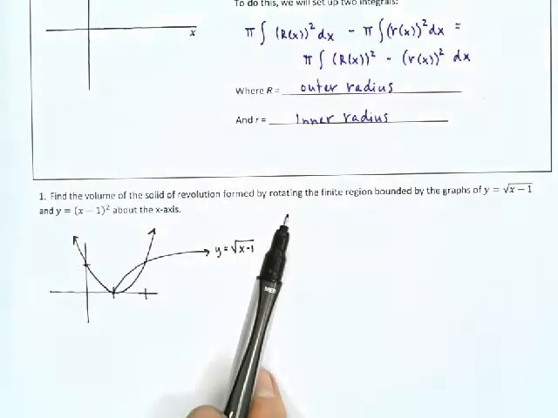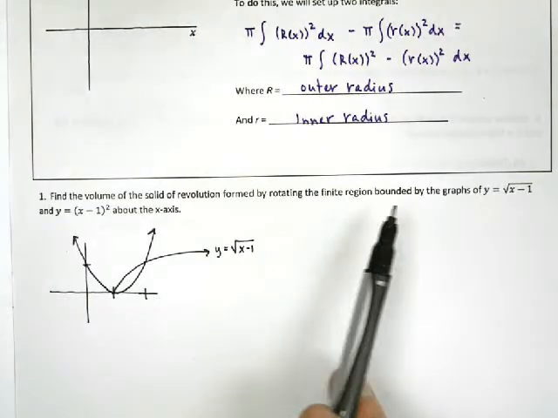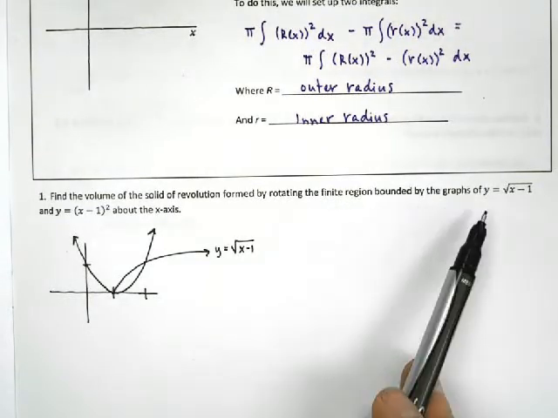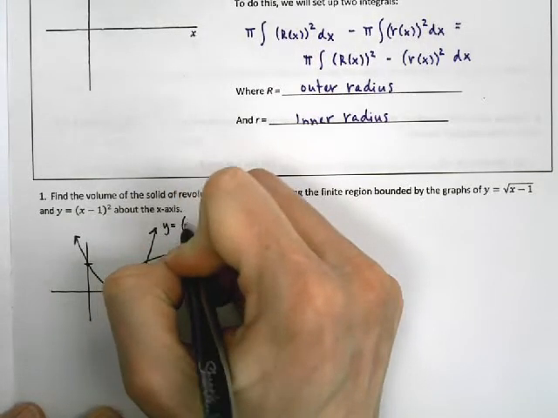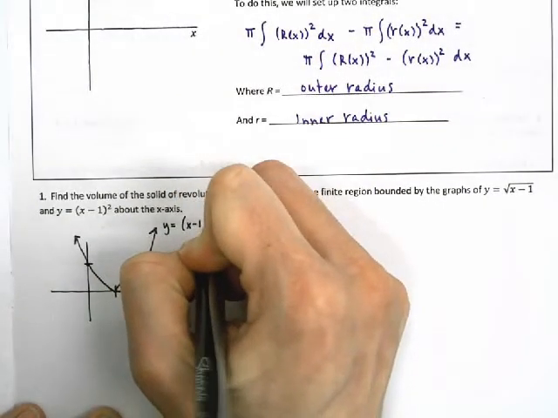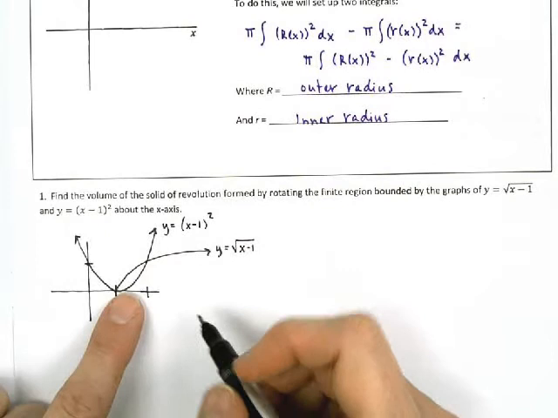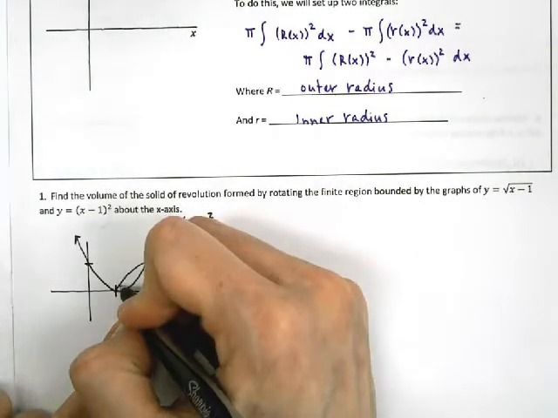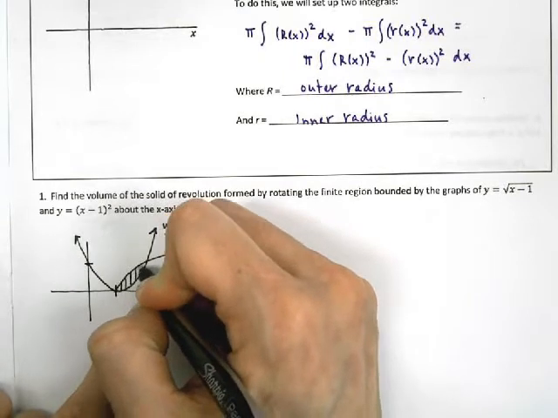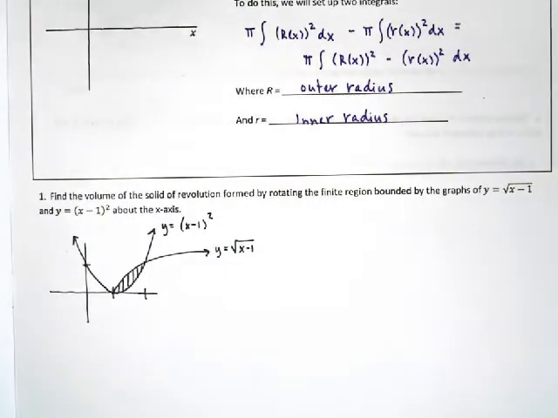So if I'm talking about the region bounded by the graphs of y equals square root of x minus 1 and y equals (x minus 1) quantity squared, I'm talking about this region here. And since I'm rotating about the x-axis, I'm just going to draw in my top to bottom. So that's the region that's going to be rotated.